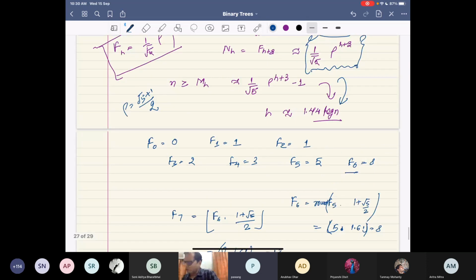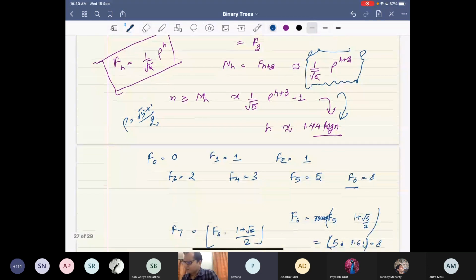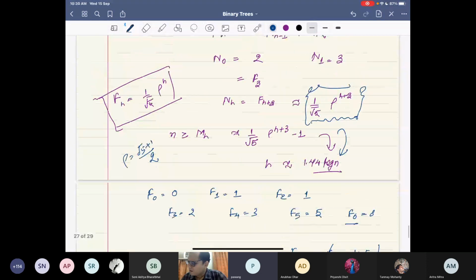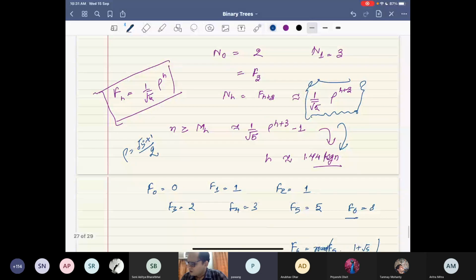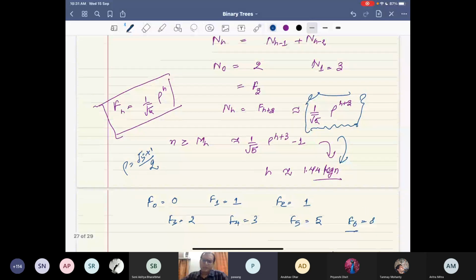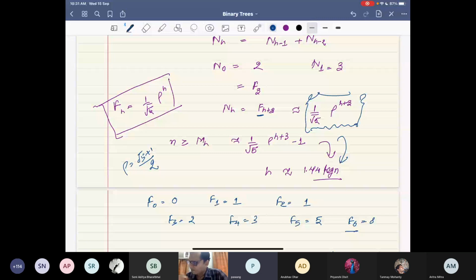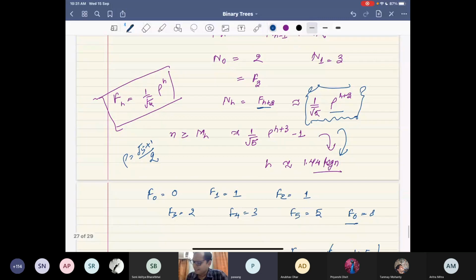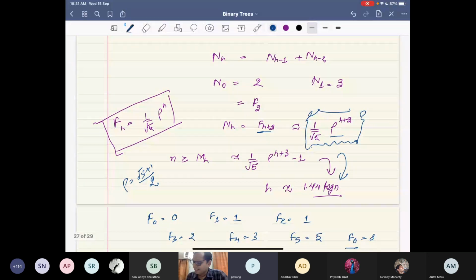Right, so that was rho. And then you can write a formula that F of h plus 3 is nothing but rho to the power h plus 3 divided by root 5. And then from there you can easily derive the number of nodes is less than or equal to this.